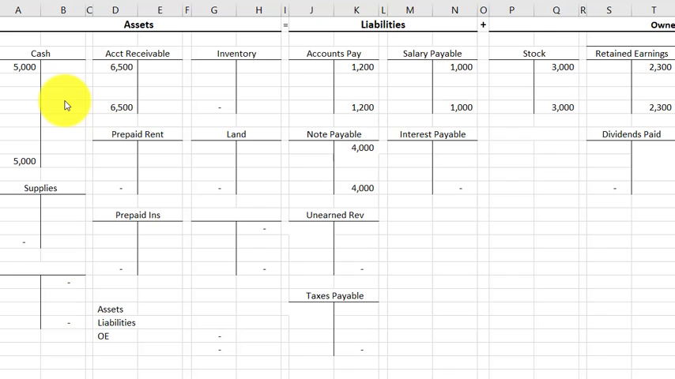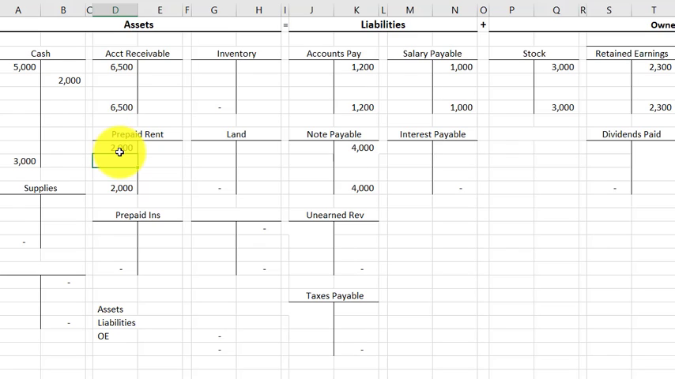So, prepaid rent. We're going to credit cash $2,000. We ask ourselves the question, what happened? Cash and prepaid rent were affected. $2,000 is the amount, and cash went down and prepaid rent went up. So we're going to credit cash and debit prepaid rent. That would be our first transaction.